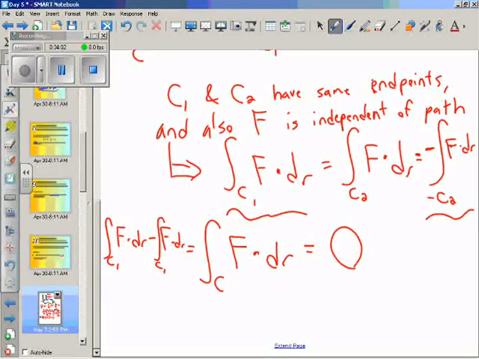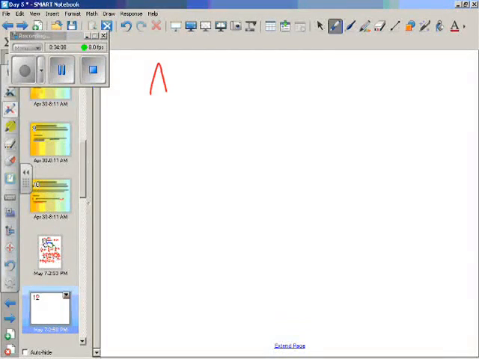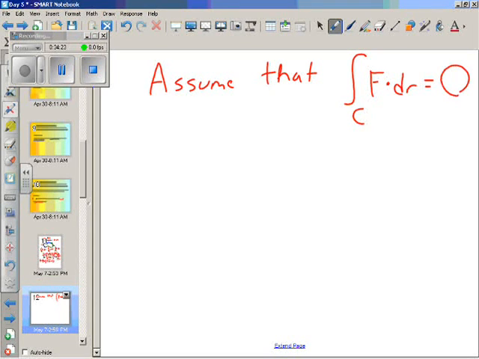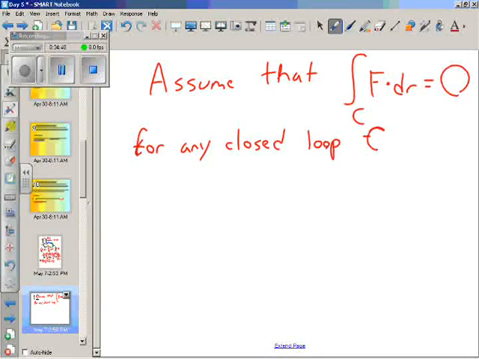Okay? And so to go the other direction, we actually do almost the same thing. So now let's assume that the line integral around any closed loop is just equal to 0. So we're assuming that that's true no matter what.